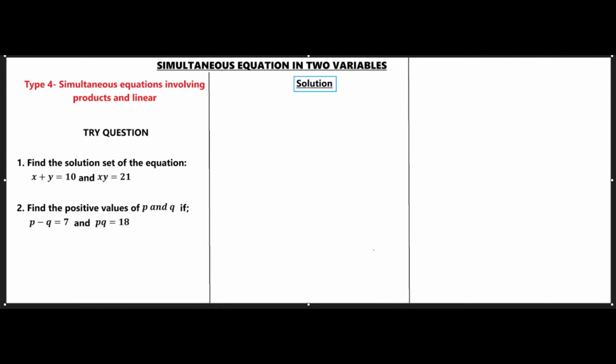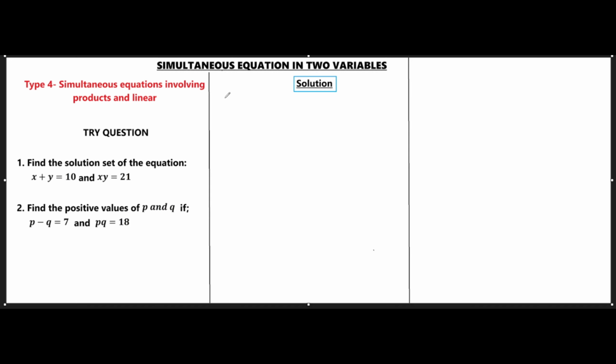So let's look at another type of simultaneous equation. This time the equation involves linear and products. You could see from the first question, we have a linear equation, then we have the product equation. So we have to find the solution set of these two equations.